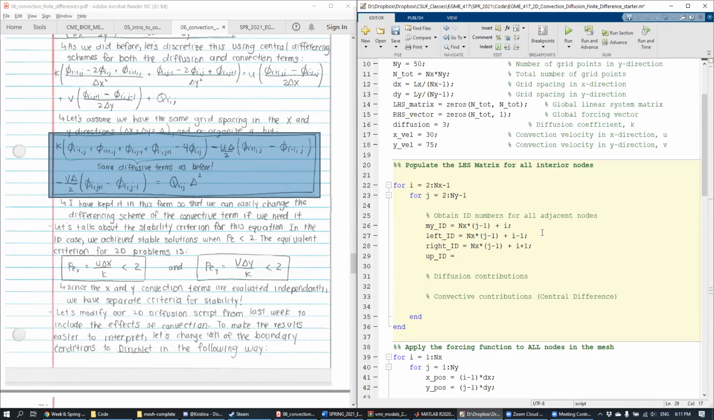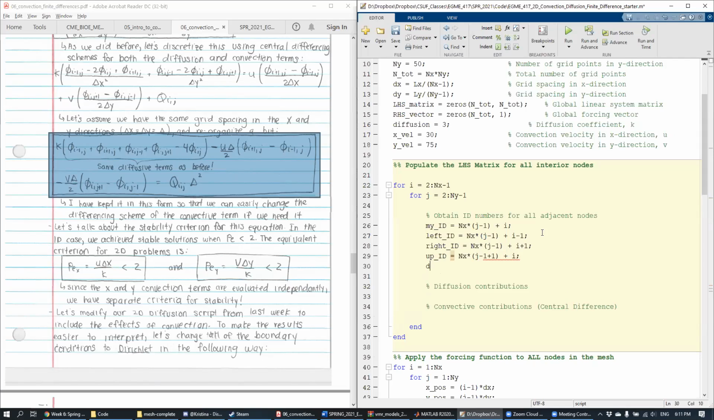Next, we need to compute the ID number for the upper neighbor, so I'll call this up ID. The up neighbor's j coordinate is plus 1 compared to the current node, so we're going to do (j minus 1 plus 1). You can simplify this and just say this is just j, but I'll leave it as minus 1 plus 1 just to illustrate it. Then plus i. For the lower neighbor, we're going to have nx times (j minus 1 minus 1), because our below neighbor has a j coordinate that's 1 less than our current one. Our i value stays the same, so it's just plus i.